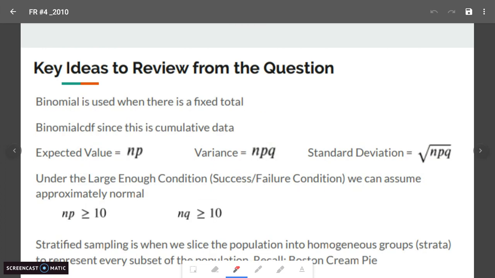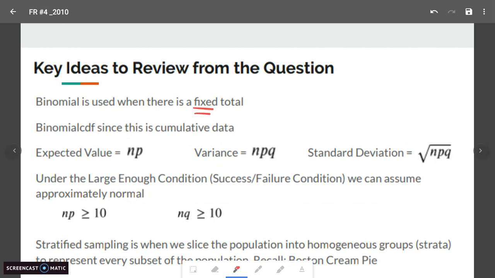So there's a couple big ideas that we want to remember from this question. First, binomial is used when there's a fixed total. So we knew this sample was out of 2,000, right? So we knew it was going to be binomial. And also we use binomial CDF because it's cumulative data. We're going from 0 up to 11 because we wanted all the values that could potentially be less than 12.